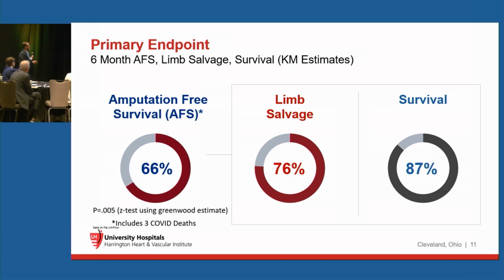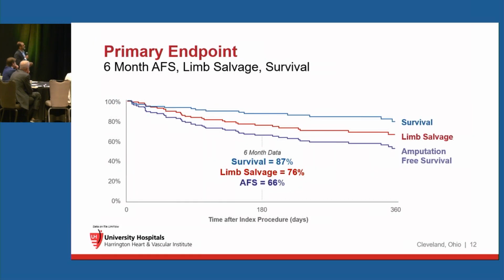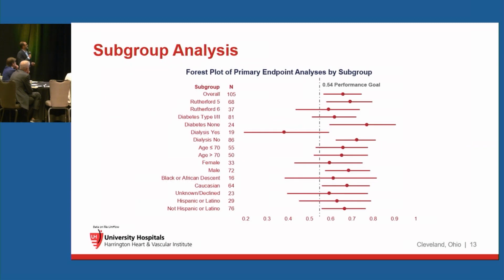So in this study, in no-option patients, we had 66% amputation-free survival. That means either they were alive or they had their leg, whichever came first. The limb salvage rate was 76%, and the survival rate by itself was 87%. And those are the p-values for those that are interested. This is another way of looking at it again, and I'm going to skip that.